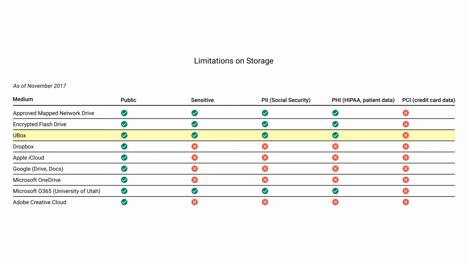It's acceptable to store protected health information and personally identifiable information on Box. This makes it a good option for backing up sensitive information. However, you should always check for updated policies from the Information Security Office to see what can be stored and which alternatives are available.